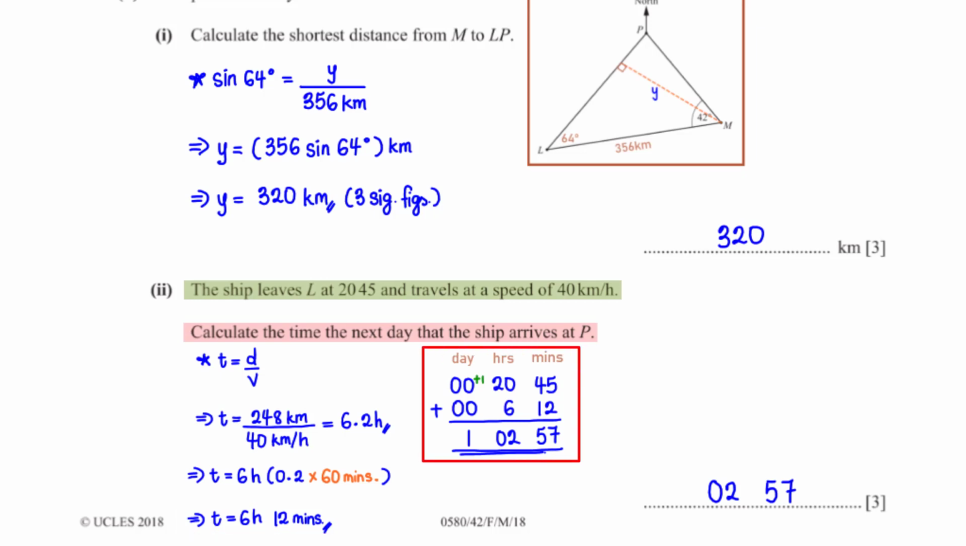So to get the time the ship arrives at P, we add 6 hours 12 minutes to its departure time, which was 20:45. Under the minutes column, 45 plus 12 is 57. Under the hour column, 20 plus 6 is 26. 24 hours is 1 day. So we add 1 to the day column and leave the remaining 2 hours under the hour column. Under the day column, 1 plus 0 is 1. Since we have 1 under the day column, it shows that the ship arrives the next day at 2:57.